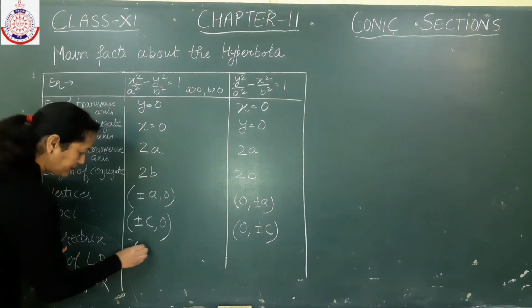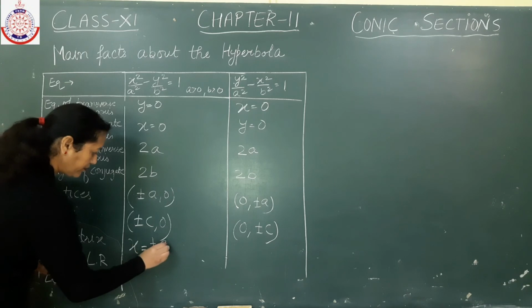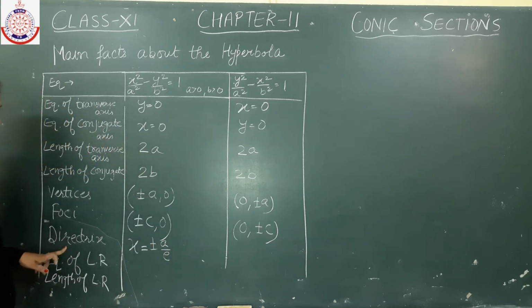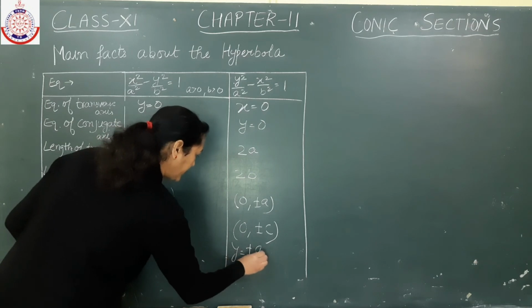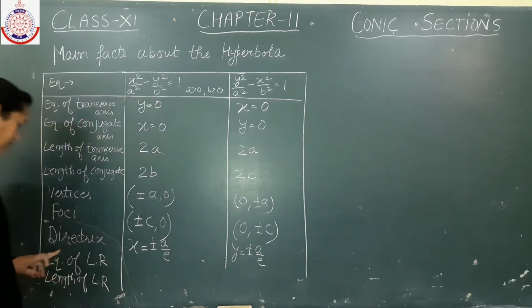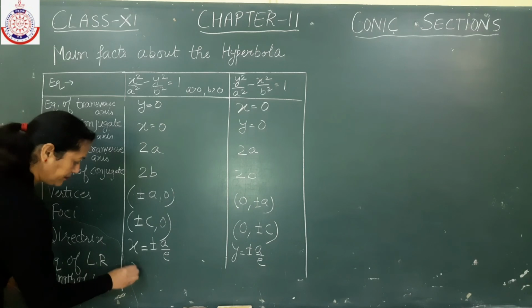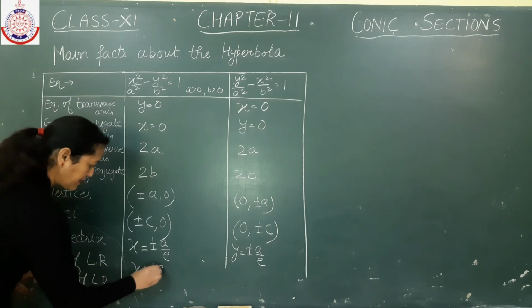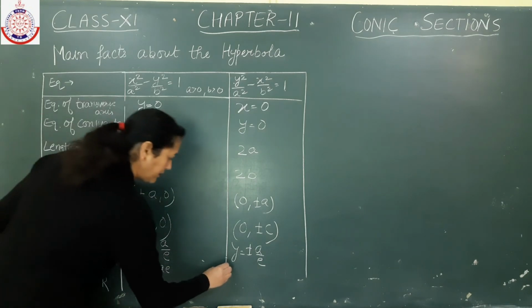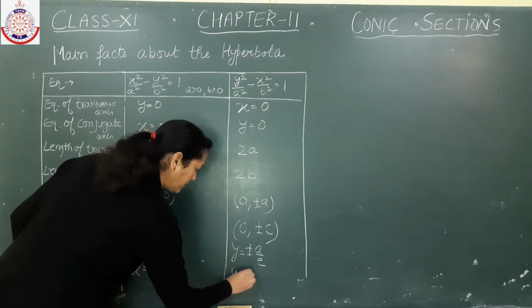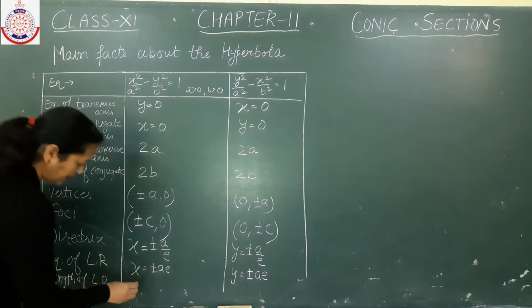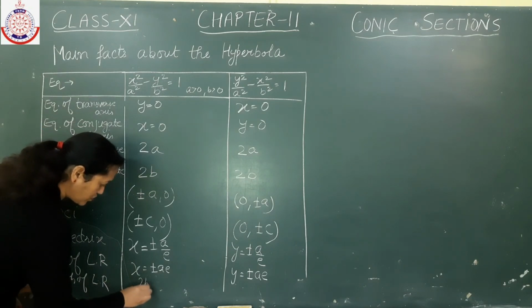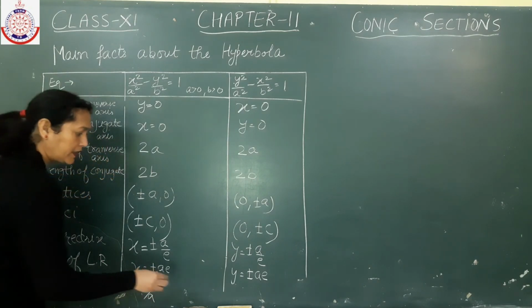Directrix x equals plus minus a over e, and here it will be y is equal to plus minus a upon e. Equation of latus rectum x equals plus minus ae, here it will be y is equal to plus minus ae. And length of latus rectum, as I told you earlier also, it is 2b square upon a in both the cases.